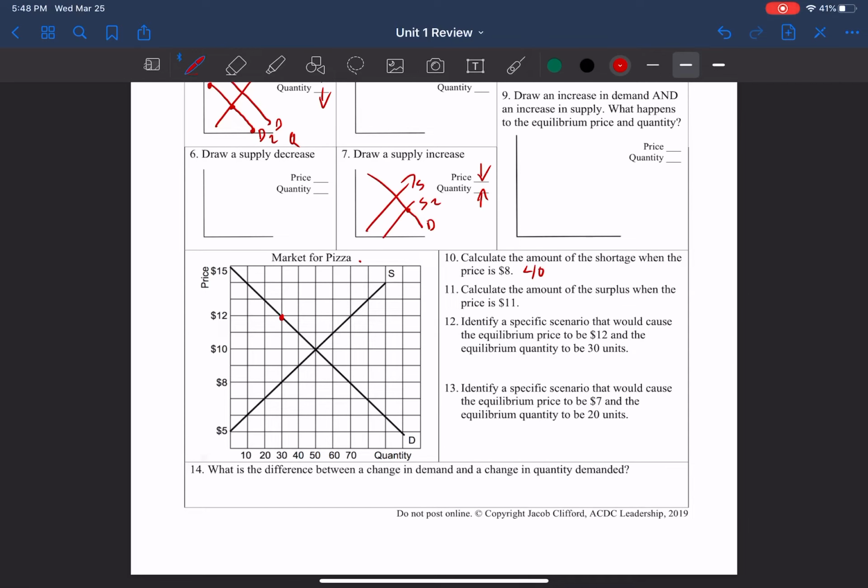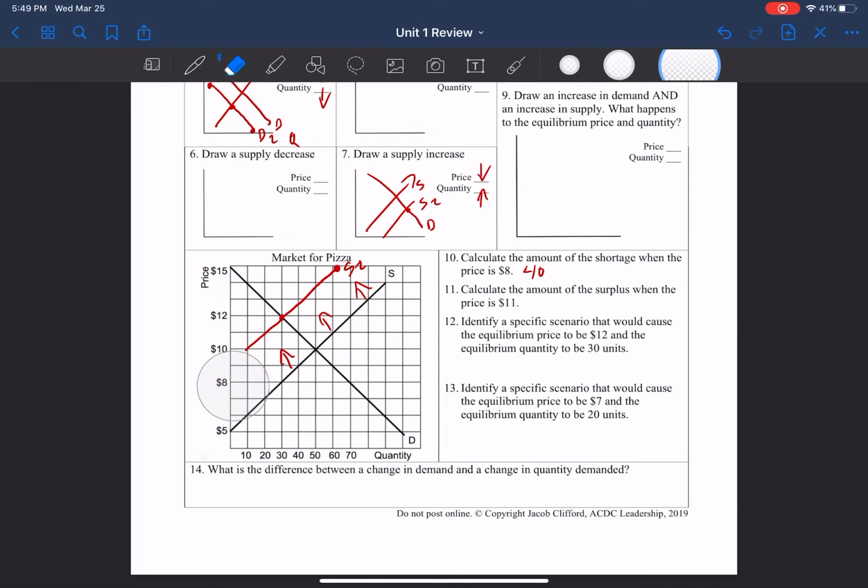$12 with 30 units. Now that's already on the demand line, so the only choice we have is to move our supply. So we need a decrease in supply, and our new supply line right here, S2. Now as for a specific scenario, you can write any scenario that you want that would cause a decrease in supply. That can be anything from an increase in tax on pizza or an increase in the cost of the supplies needed to make a pizza.